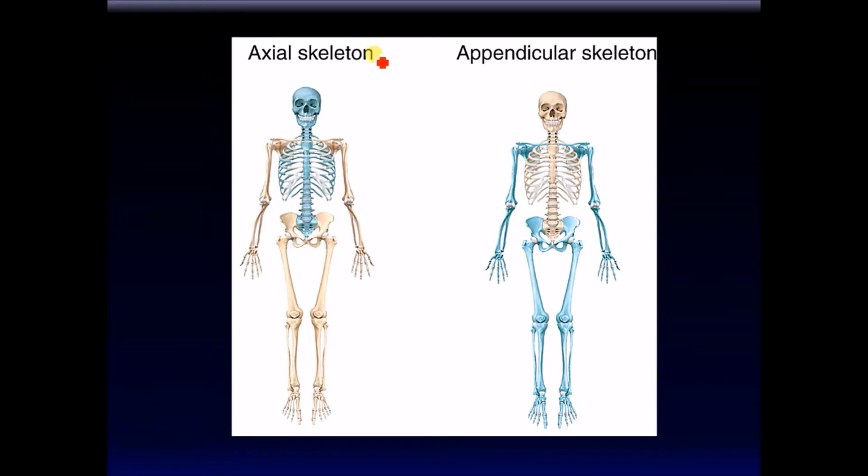The skeletal system can be divided into two parts. The axial skeleton, it is like the axis or central skeleton, which includes the skull, the rib cage, and the spinal cord. So the skull, the spinal cord, and the rib cage constitute the axial skeleton. And everything that's attached to this axial skeleton is called the appendicular skeleton.